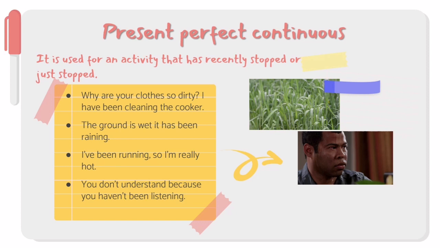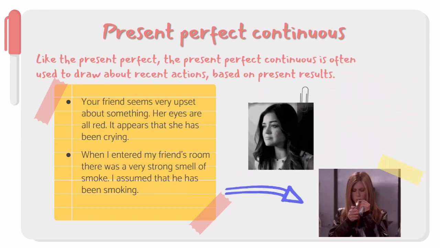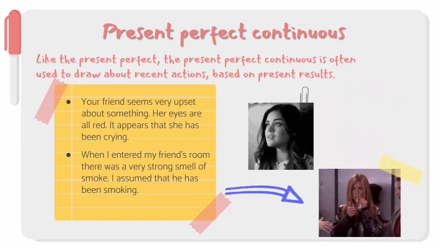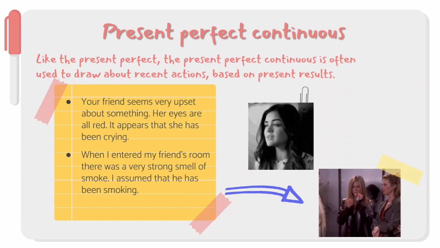Okay? And then we have the next point about present perfect continuous. It is used for an activity that has recently stopped. Why are your clothes so dirty? I have been cleaning the cooker. The ground is wet. It has been raining. I have been running, so I'm really hot. You don't understand because you haven't been listening.